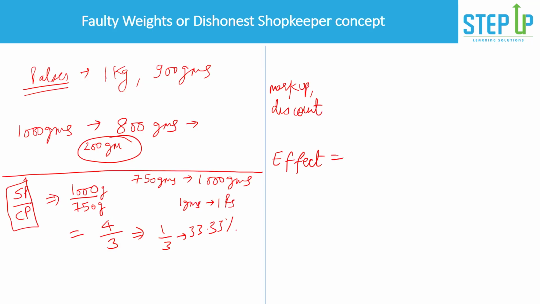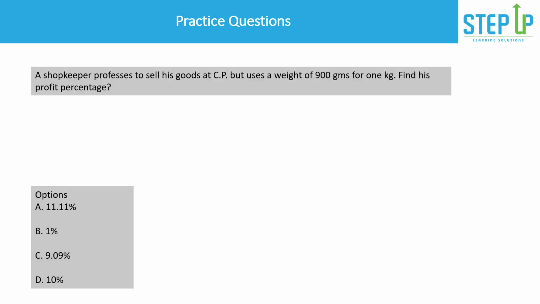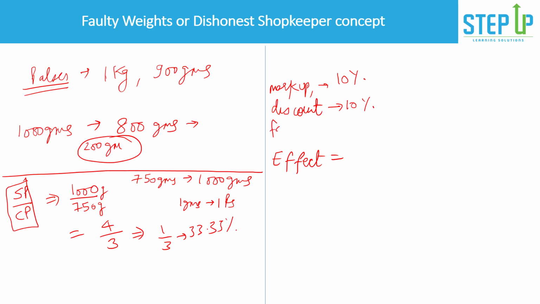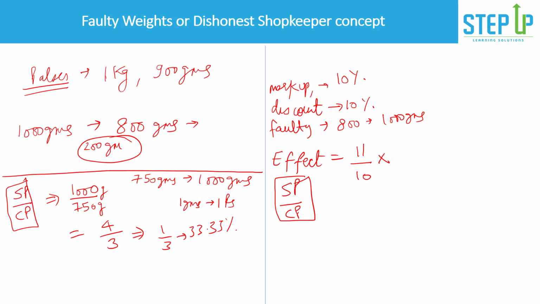Let's say something is marked up by 10%, and there is also a discount of, let's say, 10% on the transaction, but there is a faulty weight, and for 800 grams it shows, let's say, 1000 grams. So ultimately what will be the effect? We will always write in SP upon CP format. Always remember. The effect of the markup of 10% we write as 11/10, the 10% markup on CP, into the discount. Discount is also 10%, so that again is 9/10.